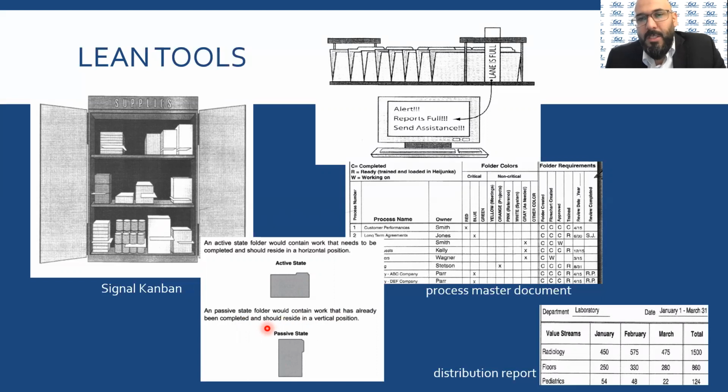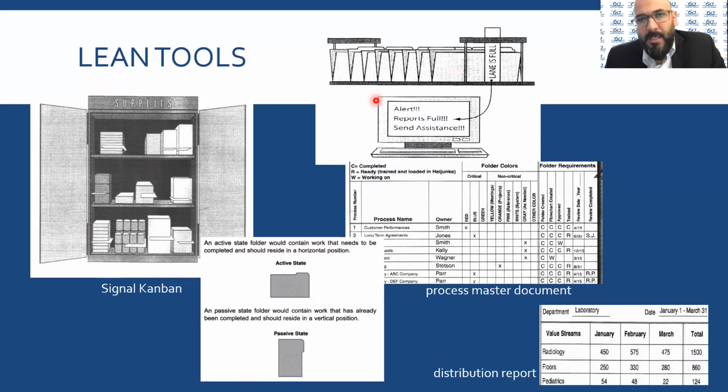So these are some of the lean tools that we could use in the office. One more time, I'm going to focus on this one here on the left side where it says supplies. As you see, there's a card here, which means that once you reach the card, you need to refill that inventory. In that card, you will see information about what it is and what quantity, etc. This is what we call the signal Kanban.